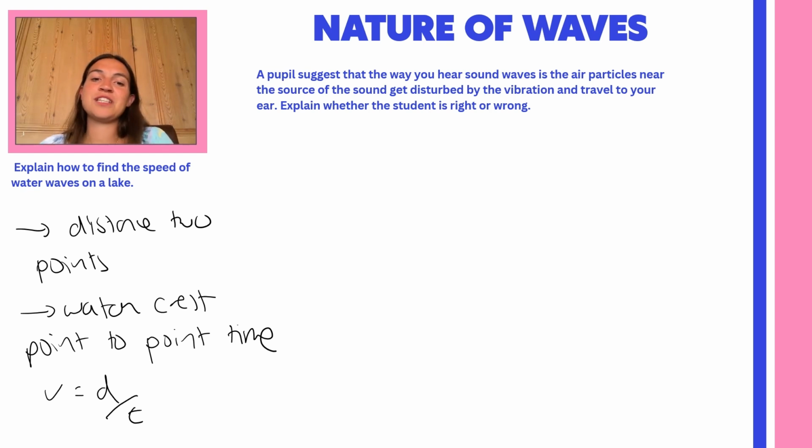Then you use speed equals the distance between the 2 points divided by time. Okay, people suggest the way you hear sound waves is air particles near the source of sound get disturbed by the vibration and travel to your ear. Explain whether the student is right or wrong.